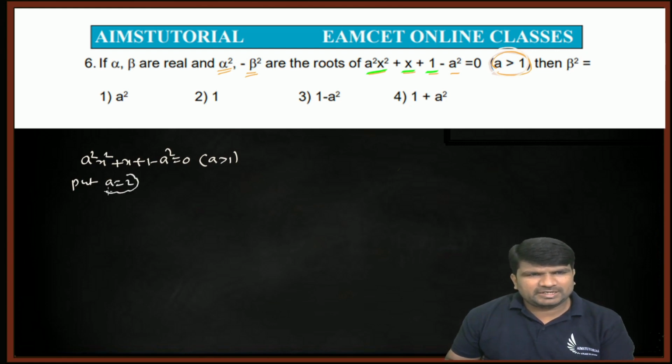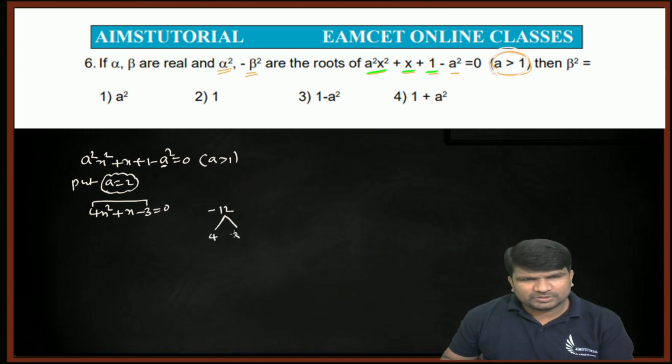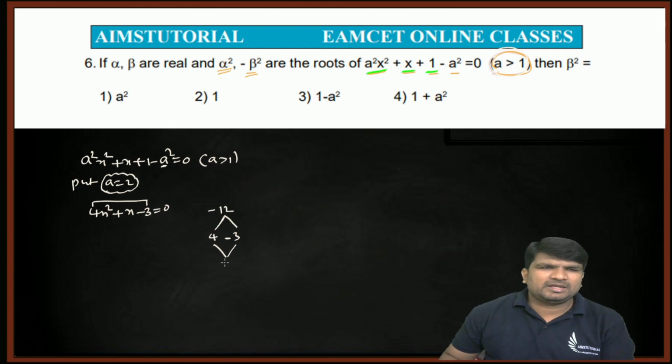If I take a equals 2, this equation becomes 4x square plus x, 1 minus 2 square is 4, so minus 3 equals 0. So 4 3s are 12, and 4 into minus 3 is minus 12, and 4 minus 3 is 1. So 4x square, x we are writing as 4x minus 3x, minus 3 equals 0. From first two terms, last two terms.